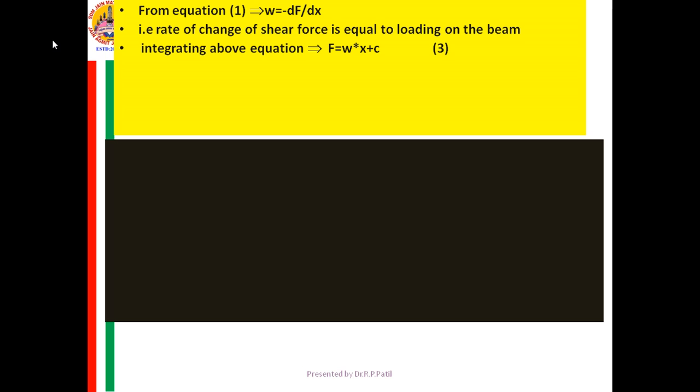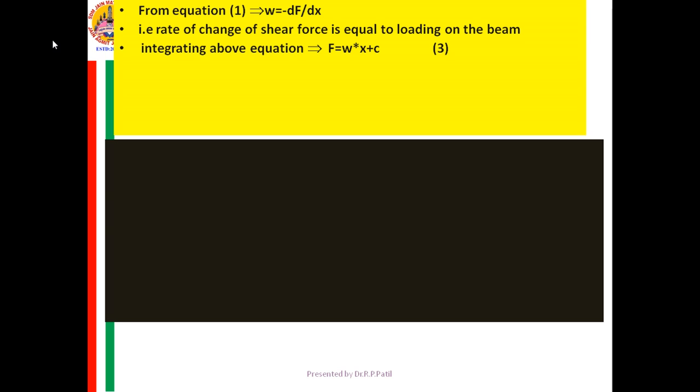Zero, sir. No, it is C. Load is 0, W equal to 0. F equal to C. It indicates a constant. Y is equal to constant is a line parallel to the x-axis. You know how to draw the parallel line, y is equal to constant. It means if no load is there, shear force will always be constant, will not change. That is the meaning of it.